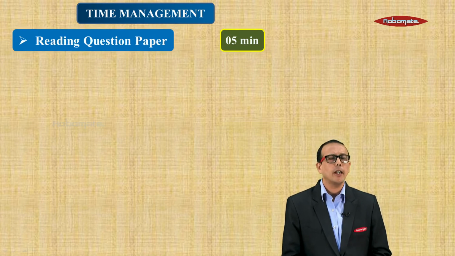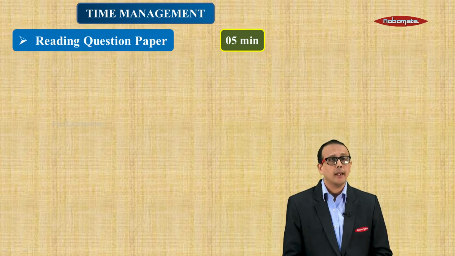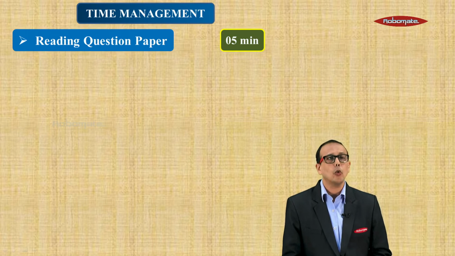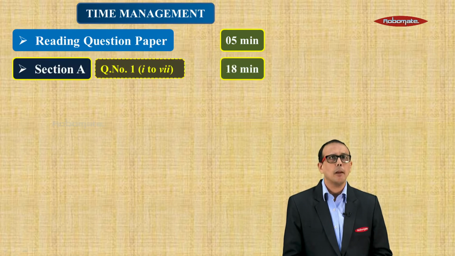First, the most important is reading the question paper properly. So, always develop a habit of reading the question properly and marking for yourself which questions you can attempt or you will attempt in this paper. I have given 5 minutes for this. Next comes section A, the first part, which is multiple choice questions. Here I have given 18 minutes, roughly 2.5 minutes for each multiple choice question.